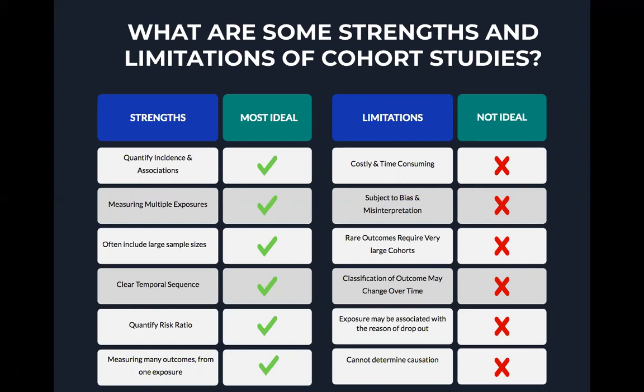The exposure of the cohort study may also be associated with the reason for dropout, meaning that you will lose sample size in the group. And a cohort study cannot determine causation. So it's not definitively showing that this one thing is the only thing that causes the outcome.